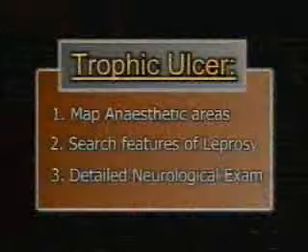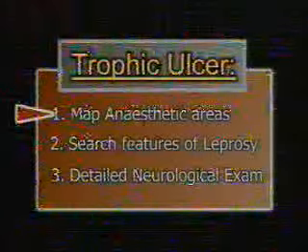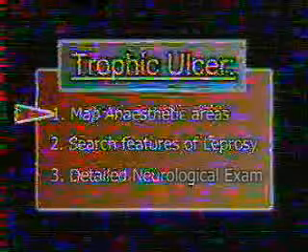Then test the sensations of the skin surrounding the ulcer using a sharp pin. If the sensations are diminished, and particularly if the ulcer is of trophic type over a pressure-bearing area, then the neurological examination must be conducted in full details. Map the areas of diminished sensations.